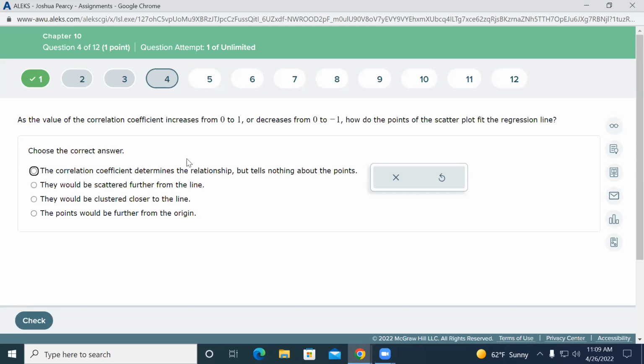Because as the correlation goes toward 1, that means it's getting a stronger and stronger correlation. So most of those points are going to lie close to that line. The same idea works for getting close to -1. If it was going from 1 to 0 and -1 to 0, that would be the second one. They would be scattered further from the line, because the closer to 0 it is, the closer there is to being no relationship between the two variables.